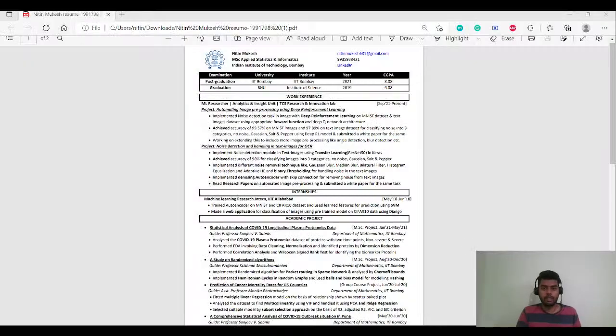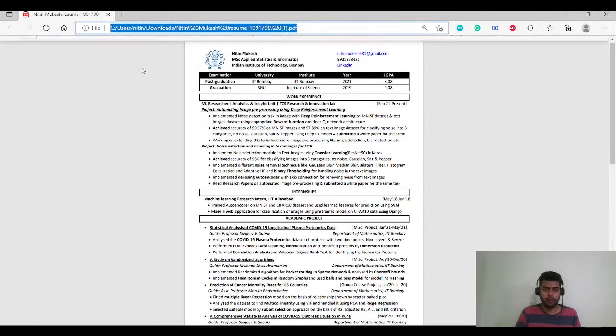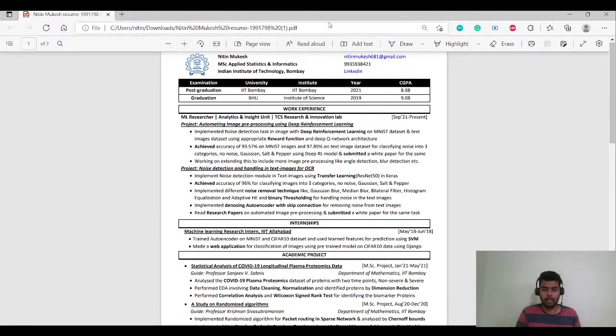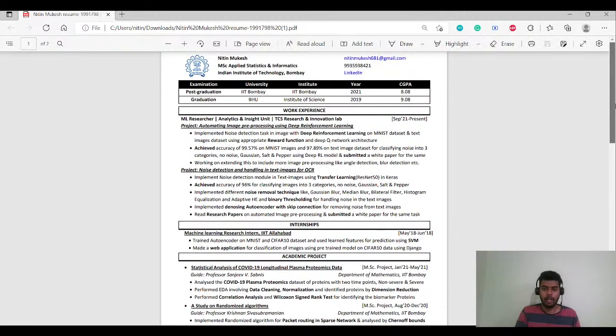So I think you can now see my resume. This is the resume that I updated after I started applying to jobs, after I went to TCS and after TCS research, I started to look for jobs. I think I made this resume last November. I haven't updated it for the past 3 to 4 months. But yeah, this resume actually helped me get my new job.